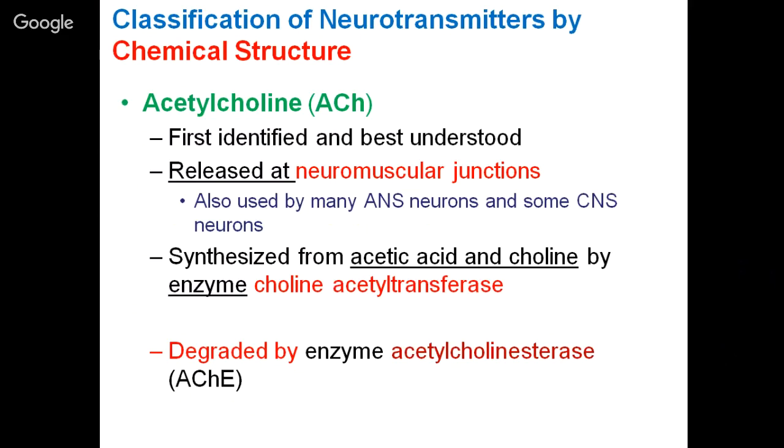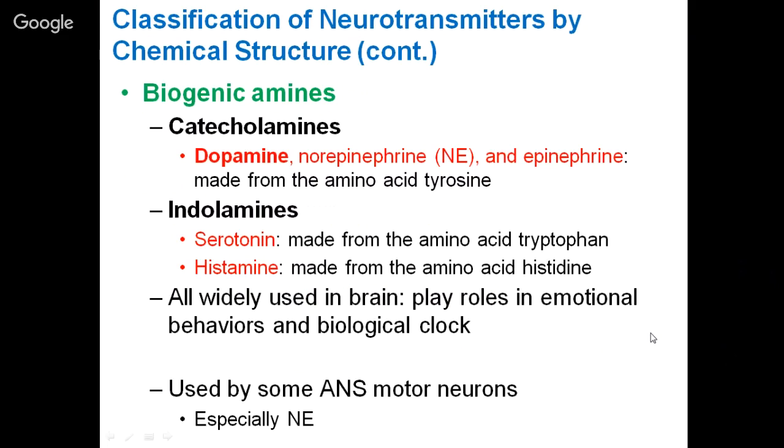If you notice, the ones which I highlighted and underlined are very important, and they're very good multiple choice facts. So you have to know the chemical components, the acetic acid and choline, and you can also figure that out from its name itself, acetylcholine. And it's synthesized by choline acetyltransferase, but it's degraded by the enzyme acetylcholinesterase. So don't get confused: degraded by acetylcholinesterase, synthesized by choline acetyltransferase.